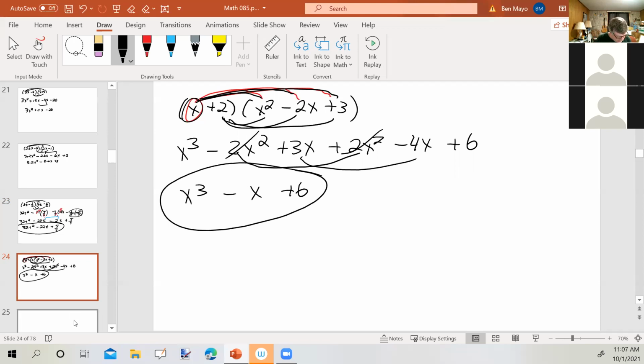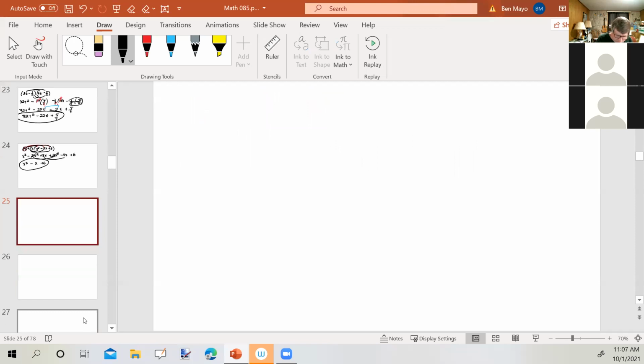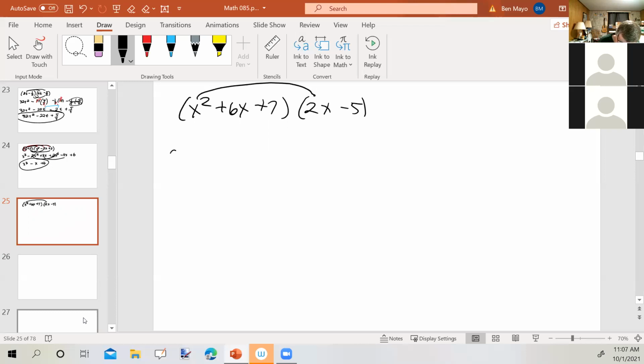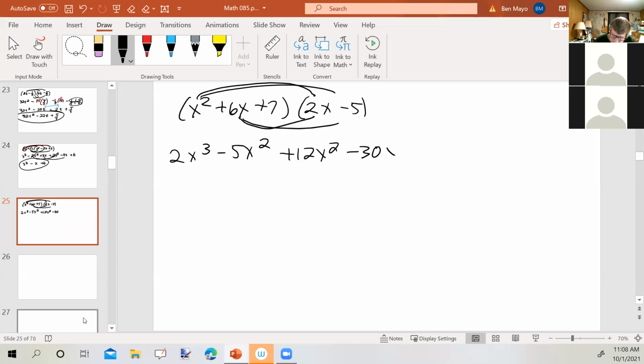All right. Let's do a similar one, only now the trinomial comes first. x squared plus 6x plus 7 times 2x minus 5. So I'm going to take x squared times 2x, which is 2x cubed, x squared times minus 5, which is minus 5x squared. 6x times 2x is 12x squared. 6x times minus 5 is minus 30x.